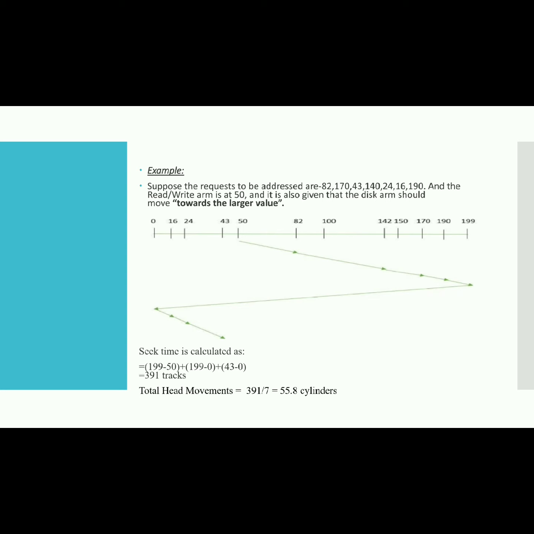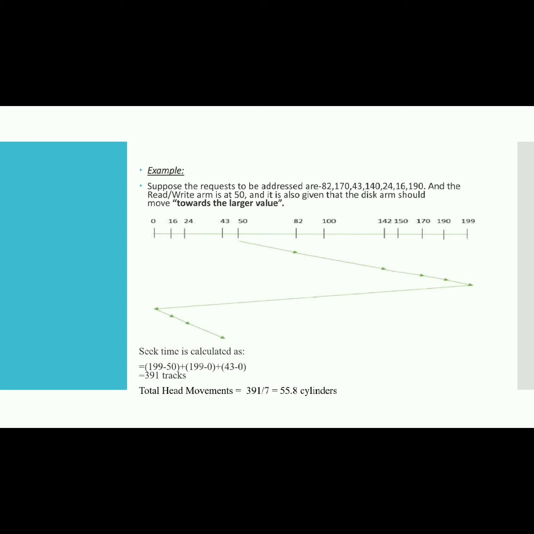Here we have the same example and the head start is at 50 and it is also given that the disk arm should move towards the larger value. Starting from 50, it covers all the larger values: 82, 140, 170, 190, 199. And then it goes to the other end. It doesn't go to the smaller value. It goes to the opposite end, that is, it goes to 0 from 199. And then from there, it goes to all the smaller values, that is 16, 24, and 43.